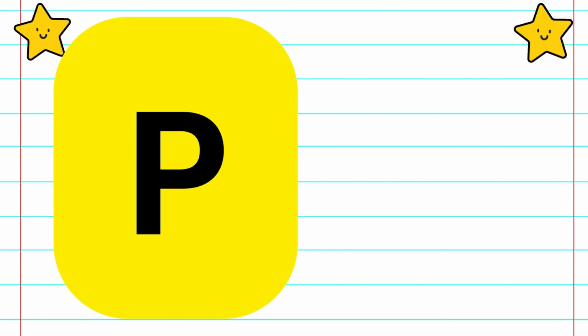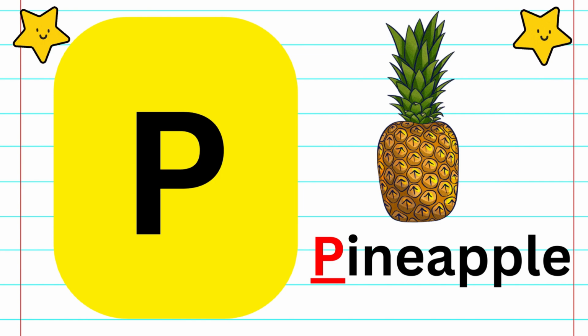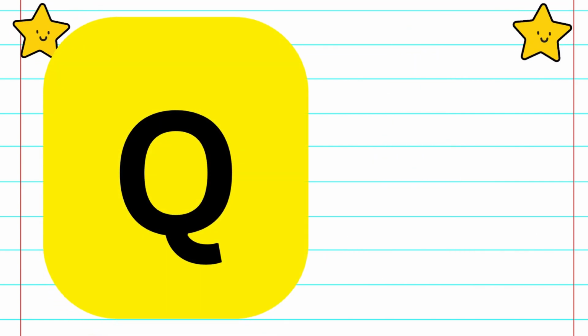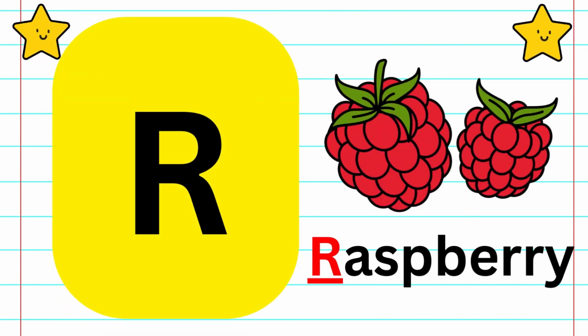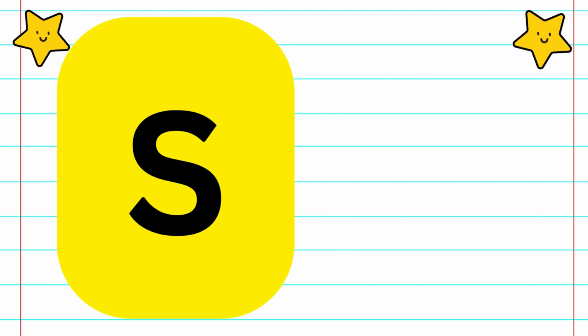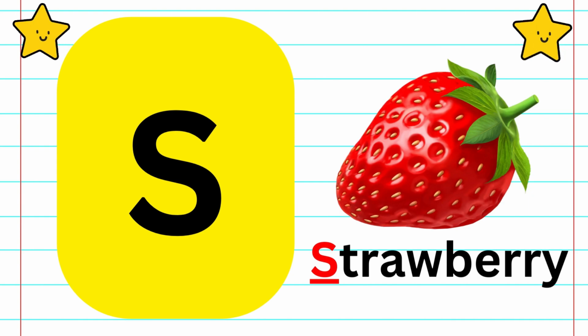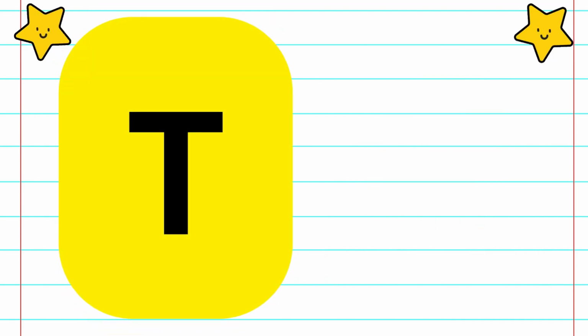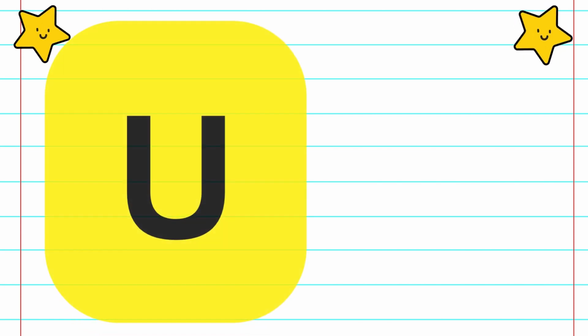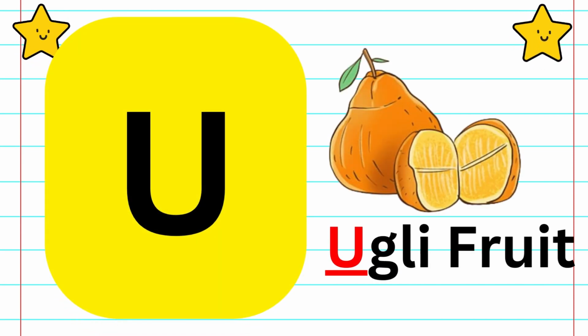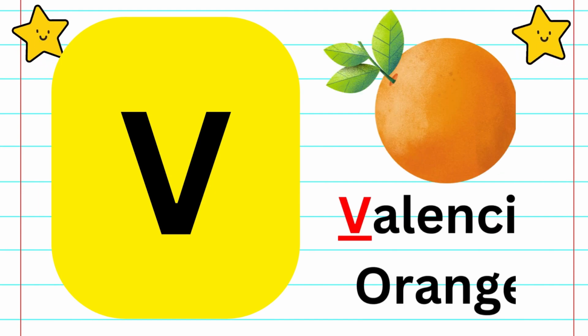P is for pineapple. Q is for quince. R is for raspberry. S is for strawberry. T is for tomato. U is for ugly fruit. V is for Valencia orange.